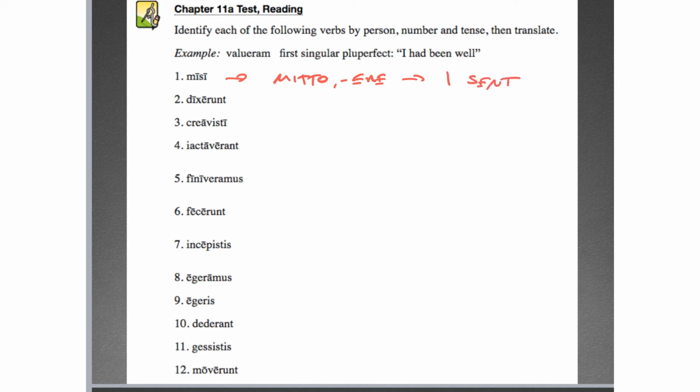And I won't write down the person, number, and tense, but I will say them. All right, let's move down to yaktawerant. Actually, let's do finiweramus, just to shake it up a little bit. So finio, finire, finiwi. And that eramus is going to be a pluperfect, right? That's my imperfect verb to be used as an ending. So we had finished. And there's that had of the pluperfect. So first person plural, eramus, pluperfect. And I will leave the rest to you.